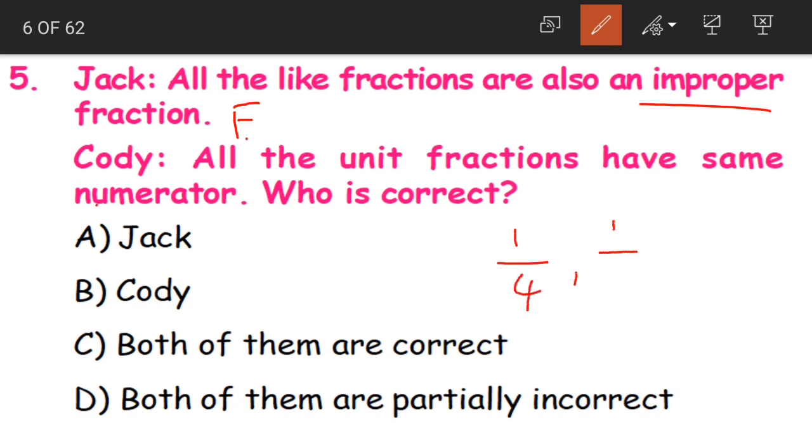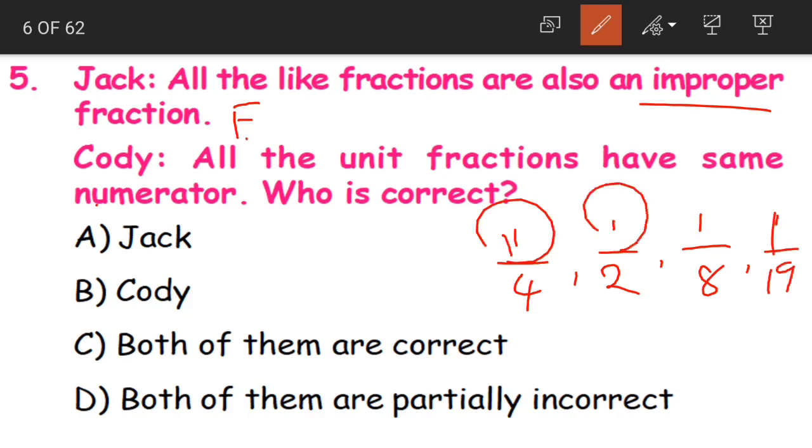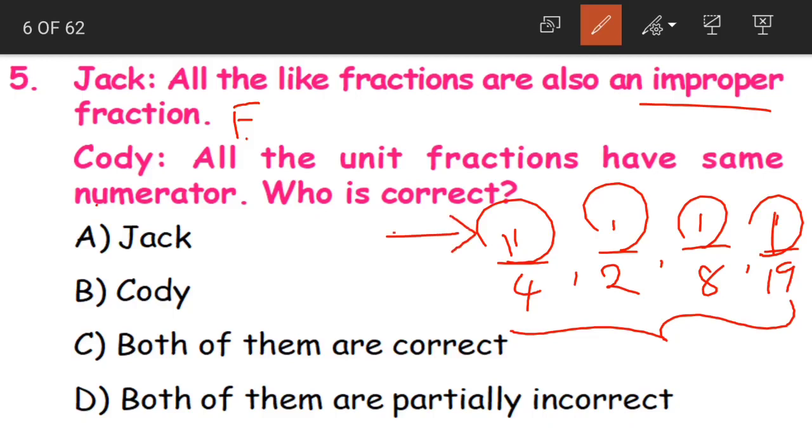Coming to Cody's statement, all the unit fractions have the same numerator. What are unit fractions, children? Unit fractions are those fractions which have 1 as their denominator. Now see, all these are our unit fractions. I'm sorry, I said denominator, right? I'm sorry, unit fractions have 1 as the numerator.